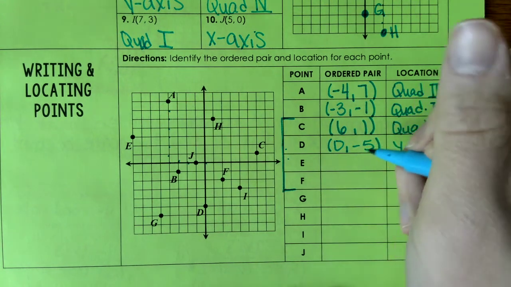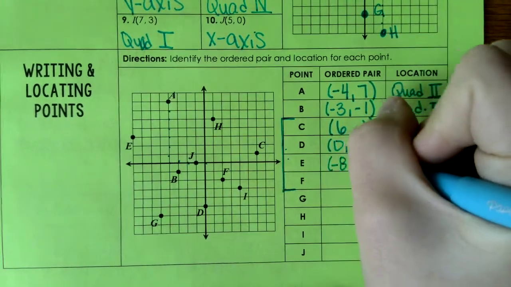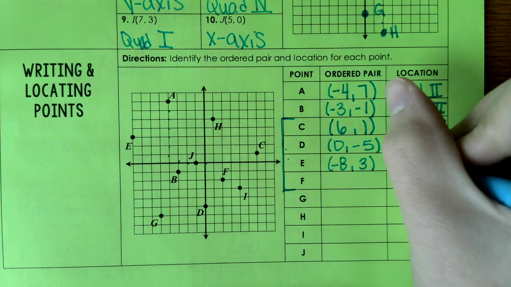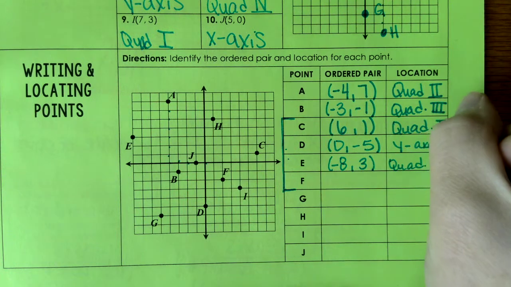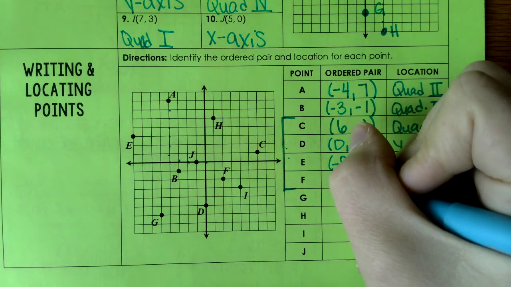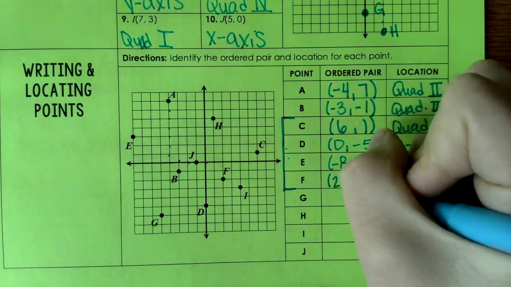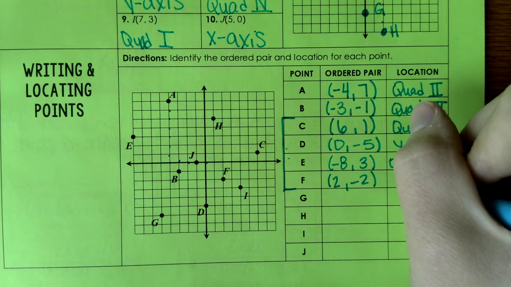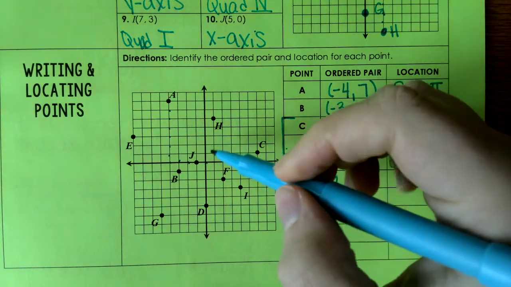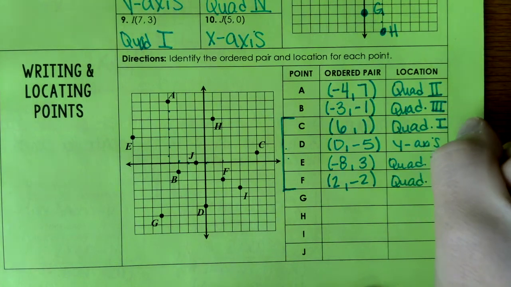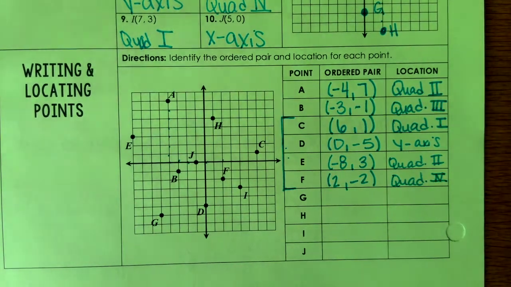For point E, you should have gotten -8, 3. And that one is going to be in the second quadrant. So quad 2. Okay. And then for point F, you should have gotten 2, -2. And that is in the fourth quadrant. Sorry, forward 2, down 2. Fourth quadrant as well.